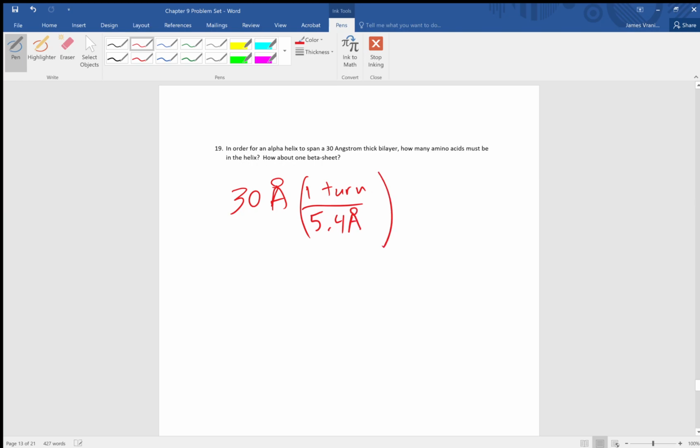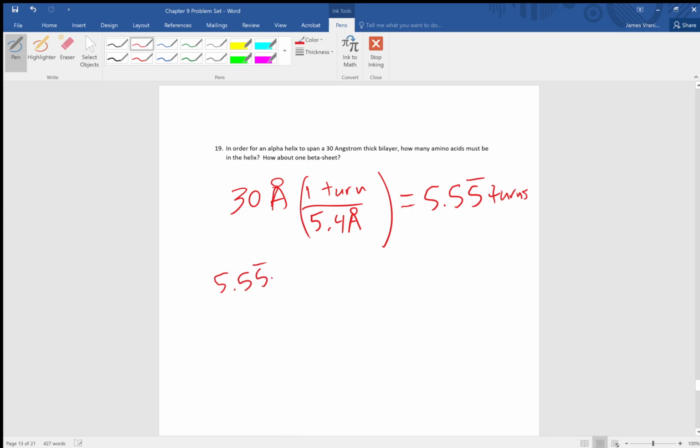So if we do this calculation here, 30 angstroms divided by 5.4, let me get my calculator. All right, we get that it's going to take 5.55 repeating turns of an alpha helix to cross that membrane. Well, the question isn't about how many turns, it's about how many amino acids. All right, so we also have that conversion factor in chapter 6.